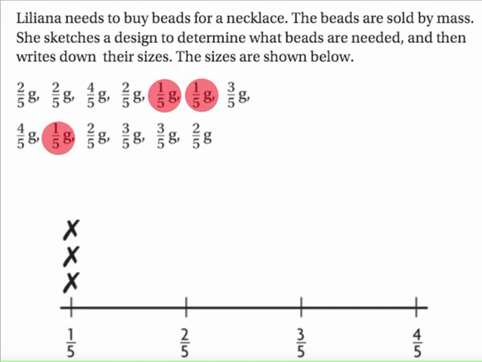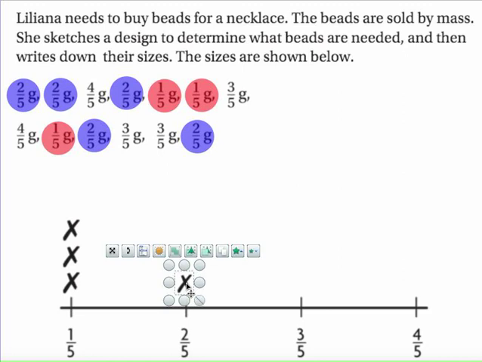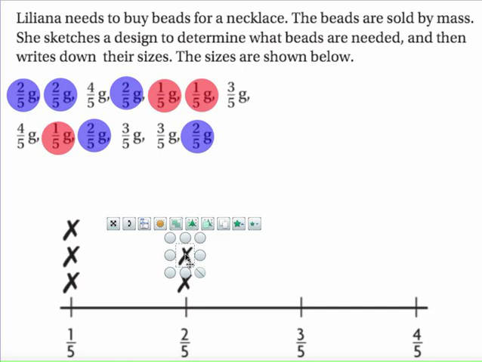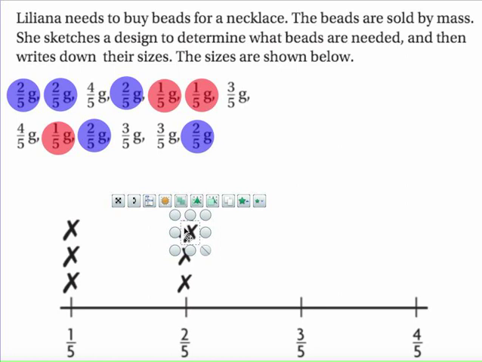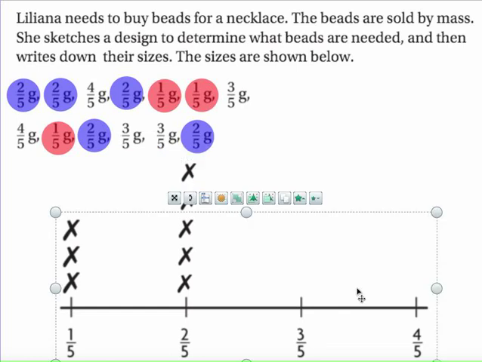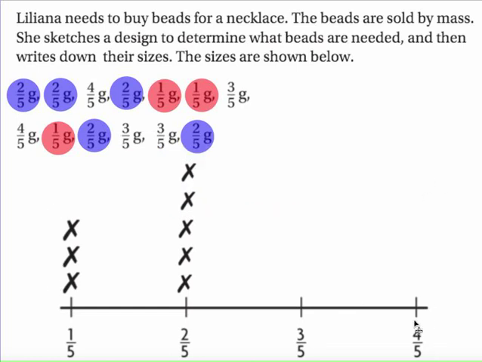Alright, so the next one is 2/5. So I have to look at how many times 2/5 shows up in our data set. And it looks like 2/5 happens 5 times. So that means we're going to have 5 X's on top of 2/5. Now notice I want to keep them the same size and the same space apart. So we need 2 more here for 2/5. And that's 5 times. So the X's on a line plot mean that's how many times it showed up in the data set.